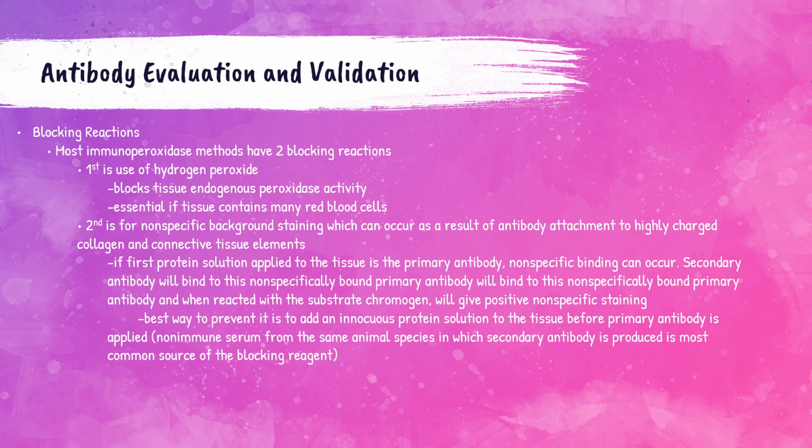The second blocking reaction is for nonspecific background staining. So we're trying to get rid of that nonspecific background staining. This nonspecific background staining can occur as a result of antibody attachment to highly charged collagen and connective tissue elements within the sample. If the first protein solution applied to the tissue is the primary antibody, nonspecific binding can occur. The secondary antibody will bind to this nonspecifically bound primary antibody and will react with the substrate chromogen. This results in nonspecific positive staining. To prevent this nonspecific staining, an innocuous protein solution should be applied to the tissue before the primary antibody is applied.